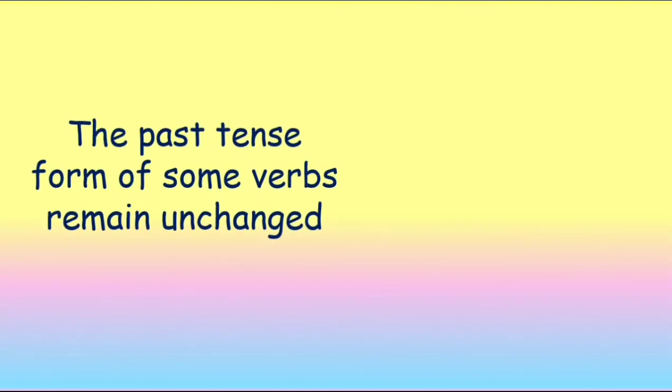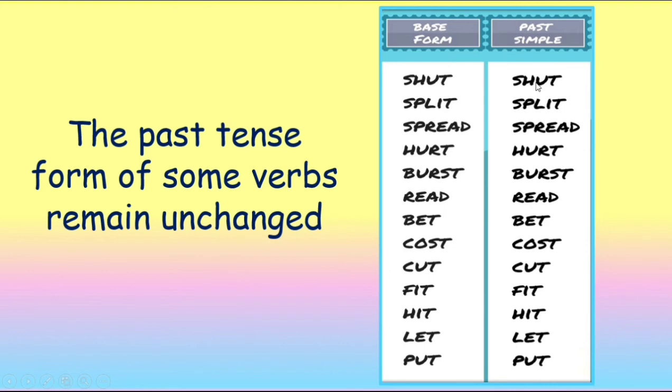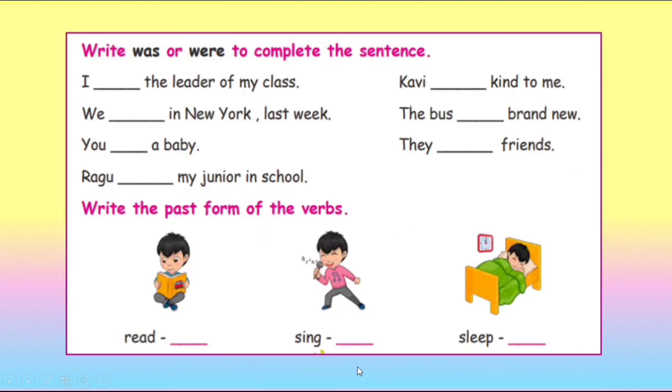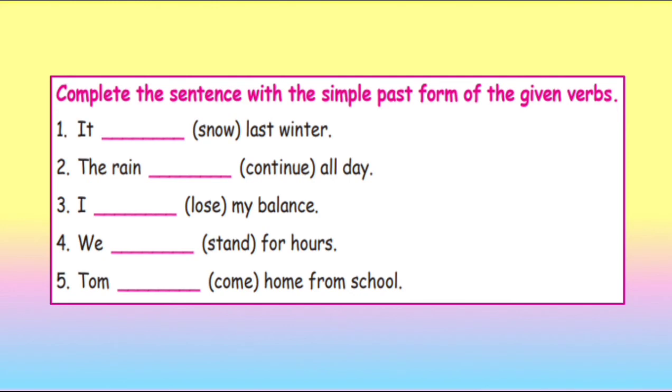The past tense forms of some verbs remain unchanged. For example, shut remains as shut, split remains as split, spread is spread, hurt is hurt, burst is burst, read remains read. I read a book. In the past tense, you pronounce it as red. Bet, bet, cost, cost, cut, cut, fit, hit, let, and put. They remain the same. There's an exercise. Solve it neatly. Complete the sentences with the simple past form of the given verbs.